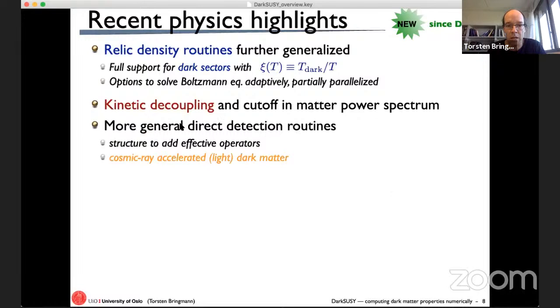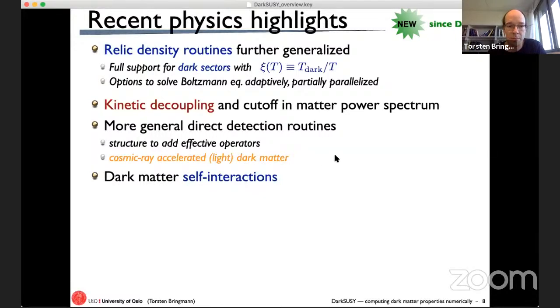Okay, then we have updated direct detection routines. In particular, there's a completely new part of DarkSUSY that calculates direct detection rate from cosmic ray accelerated dark matter. So the idea is there that light dark matter in particular can become accessible by direct detection experiments because it is first hit by cosmic rays, accelerated to speeds such that it can be visible in standard direct detection experiments. And I will slightly expand on that example later on.